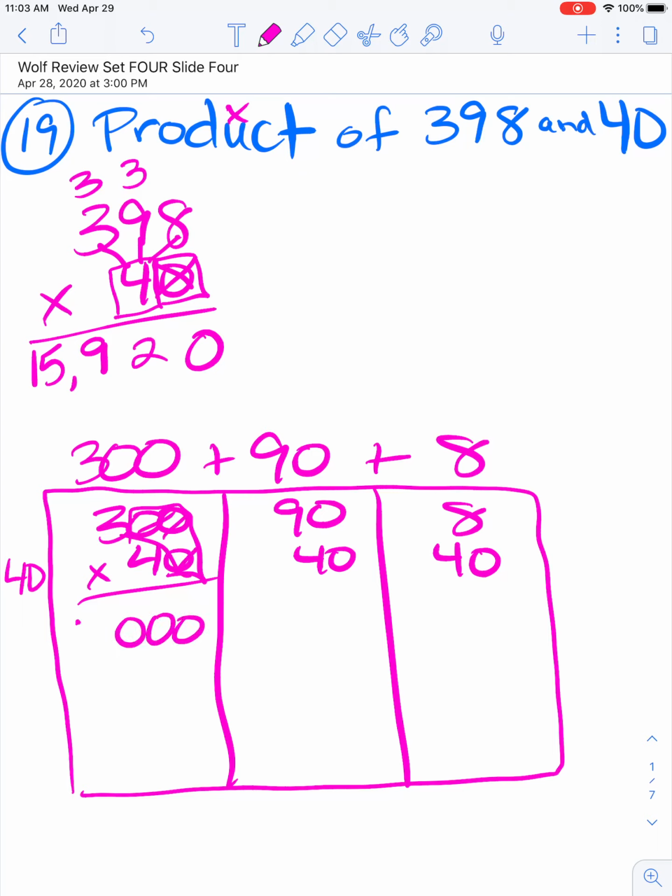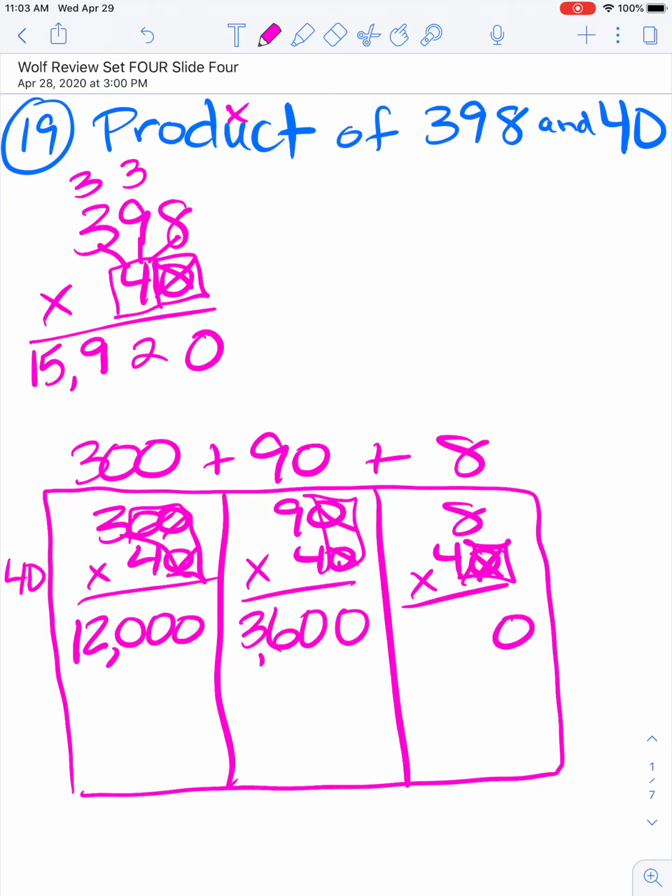I can box them, cross them, bring them down. And 4 times 3 is 12. Box them, cross them, bring them down. And that's 36. Box it, cross it, bring it down. And 8 times 4 is 32.